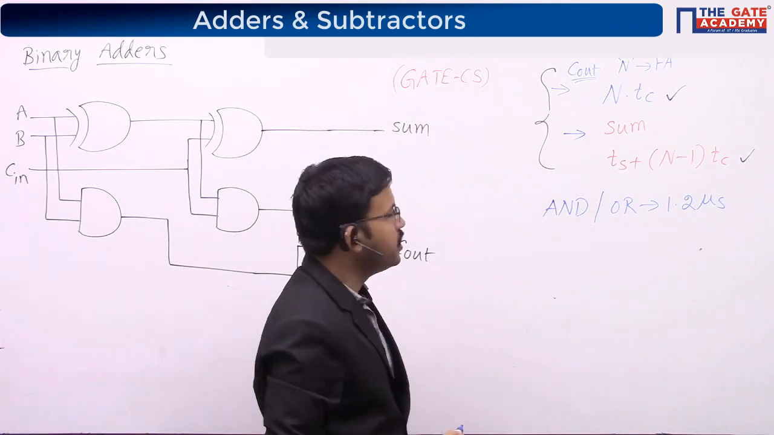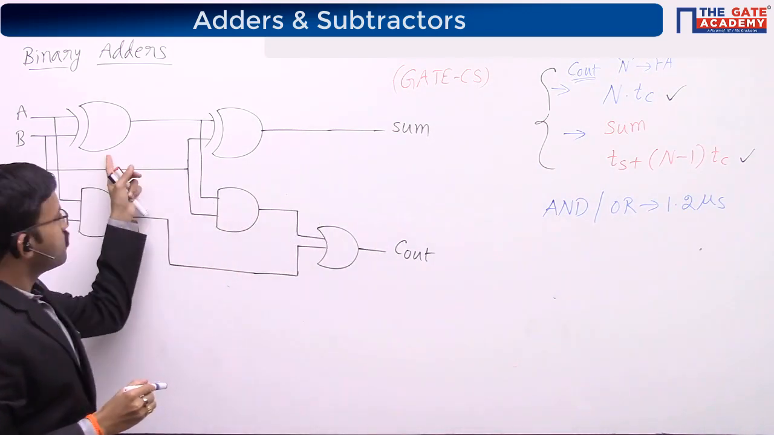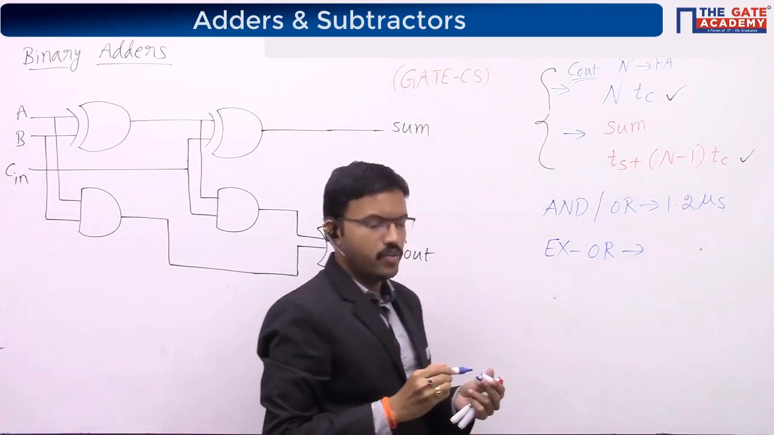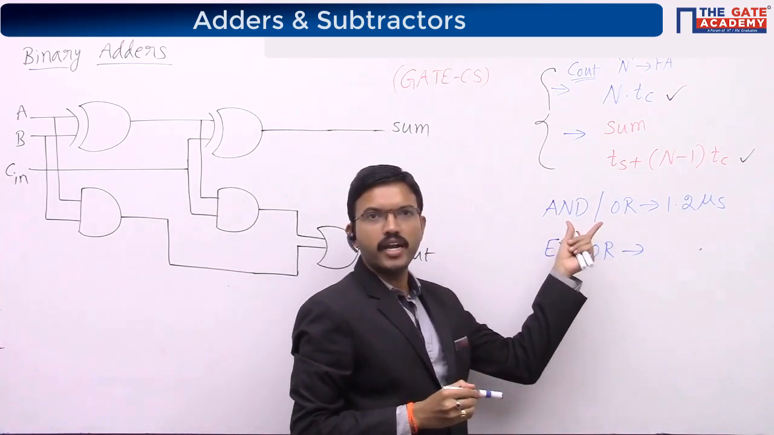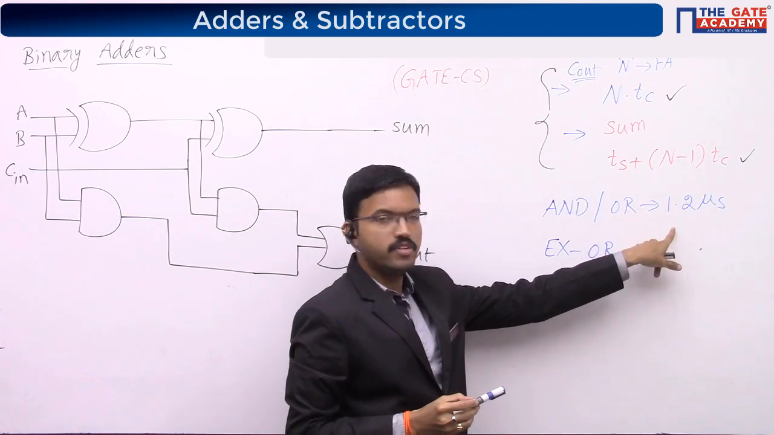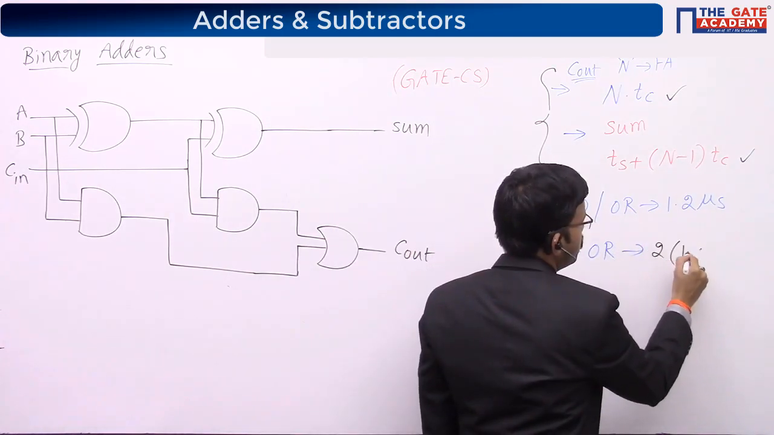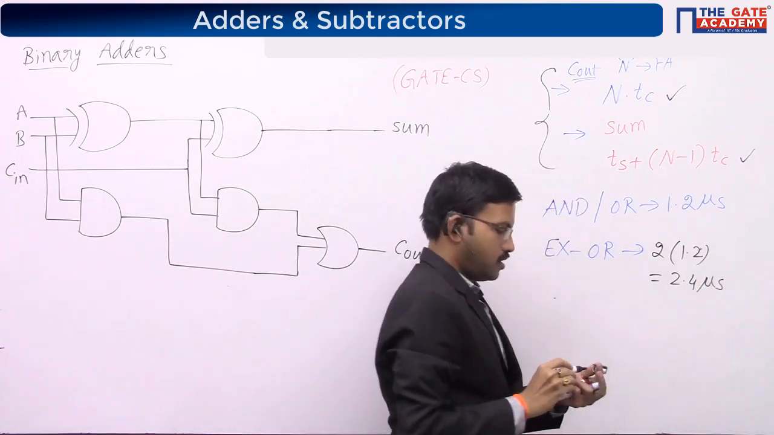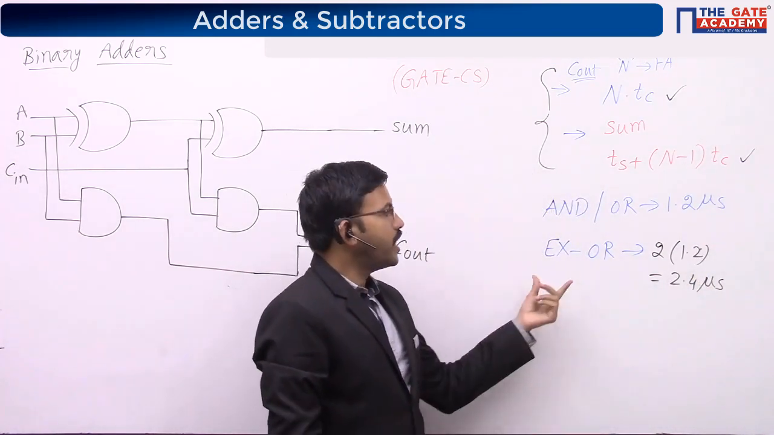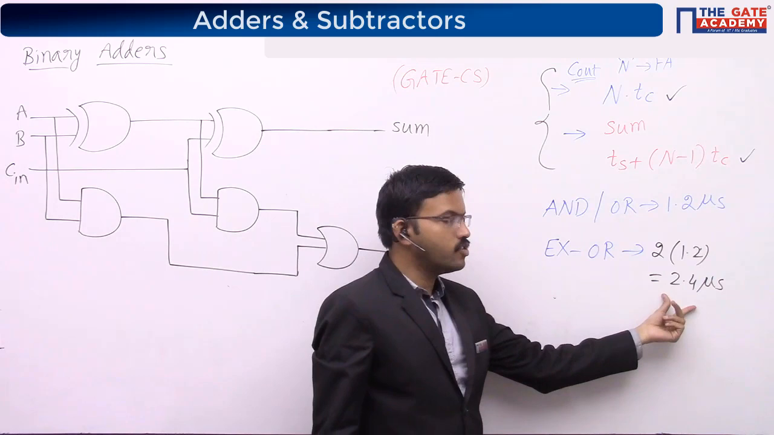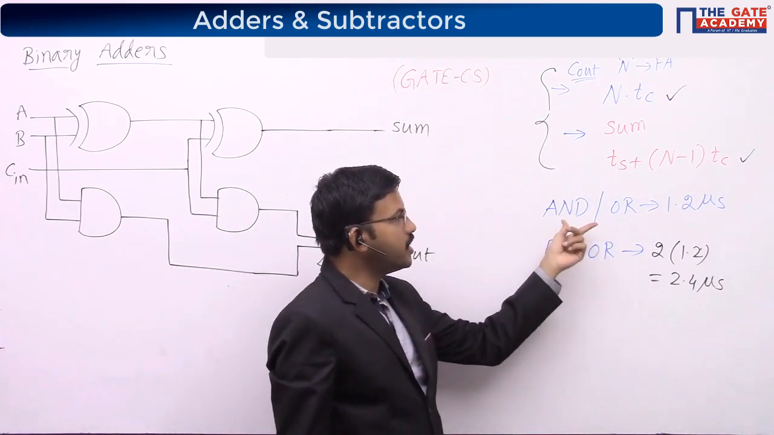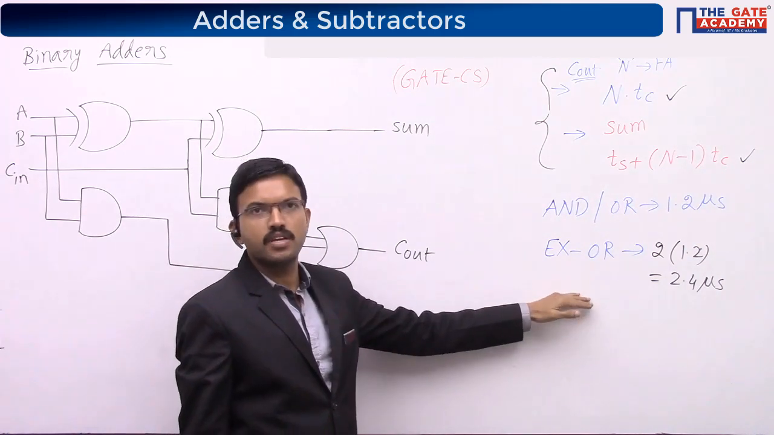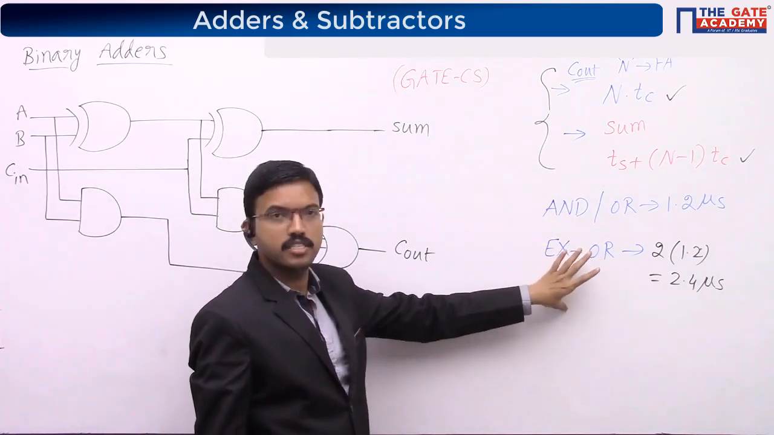And he has given the relation between exclusive OR gate and AND gate or OR gate. The propagation delay of exclusive OR gate is twice that of AND gate or OR gate. That means multiply by 2. 2 into 1.2, that is 2.4 microseconds. That means exclusive OR gate is taking 2.4 microseconds, whereas AND gate and OR gate are taking 1.2 microseconds. Is it clear up to now? Based on the given data, I have written.